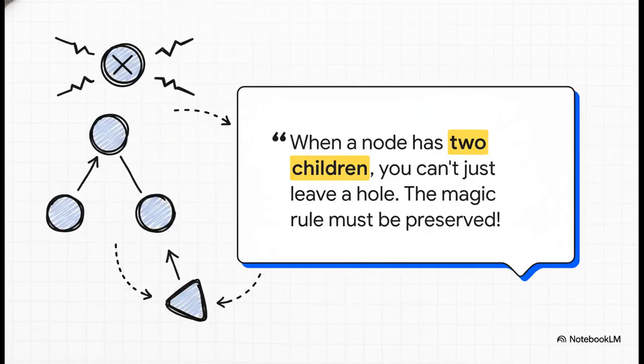But that third case, that's the real brain teaser. When a node has 2 children, you can't just pluck it out. You'd leave a giant hole and break the tree in 2. The whole structure would fall apart. We need to find a replacement, something that can take its spot without breaking that all-important magic rule.